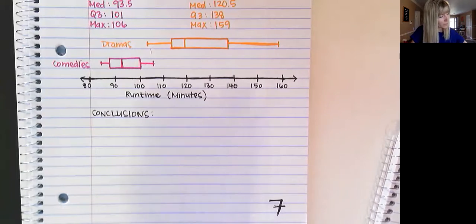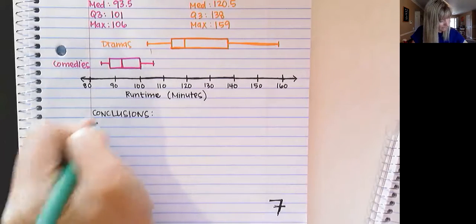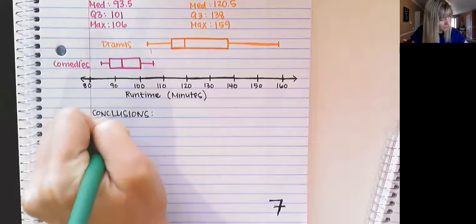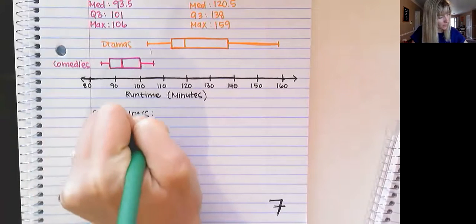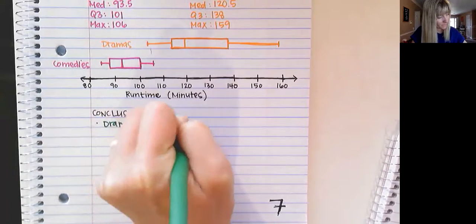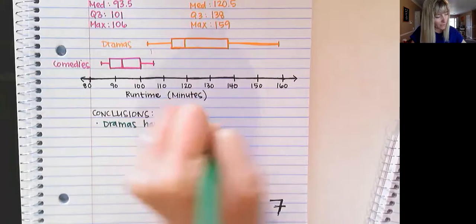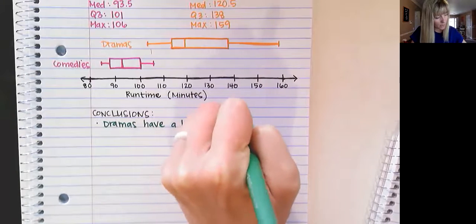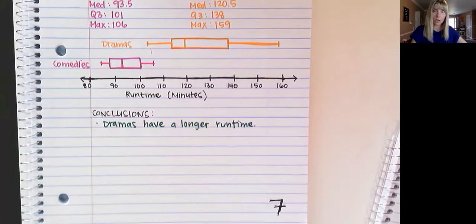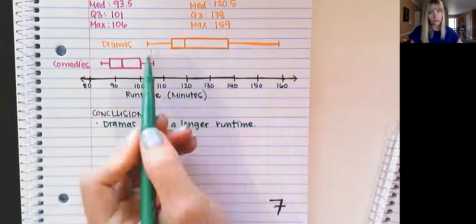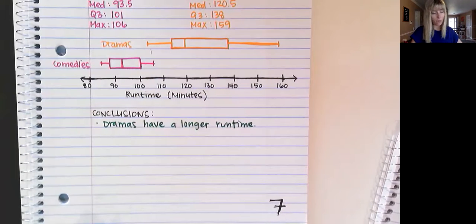Okay. One conclusion I could definitely make is that in general, dramas have a longer runtime. That is just so clear from these plots. Dramas are just longer movies. They just are. And I can see that really clearly from these plots. So dramas have a longer runtime.